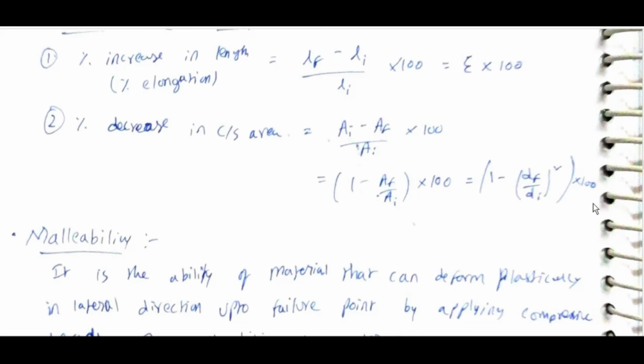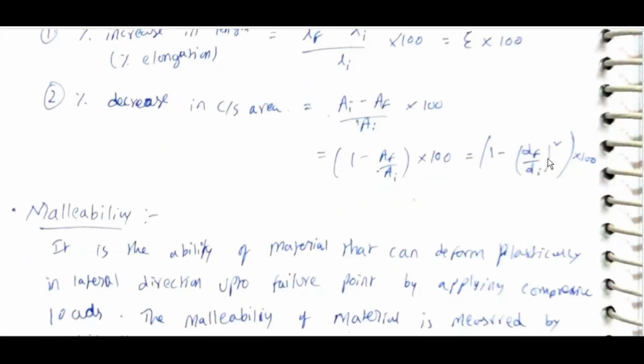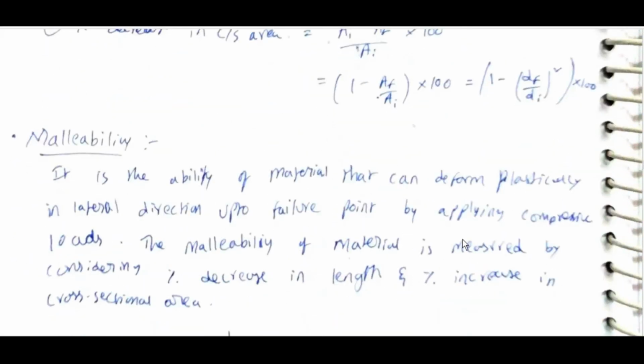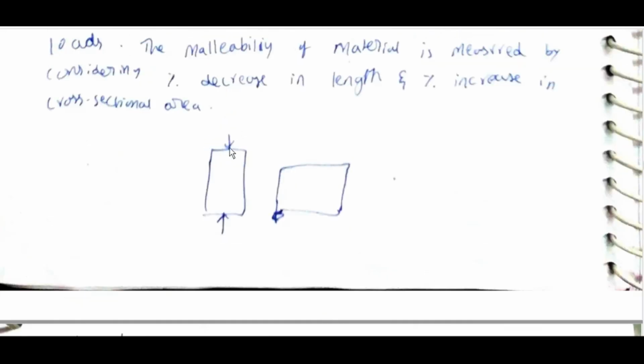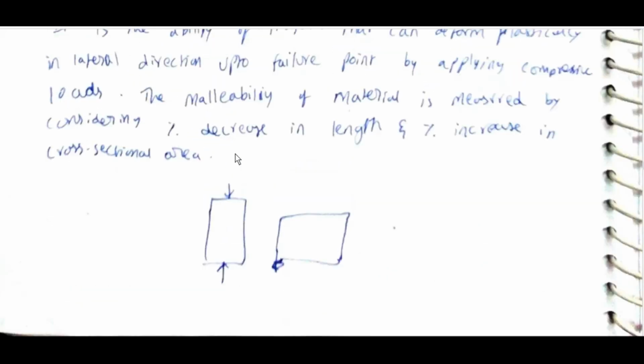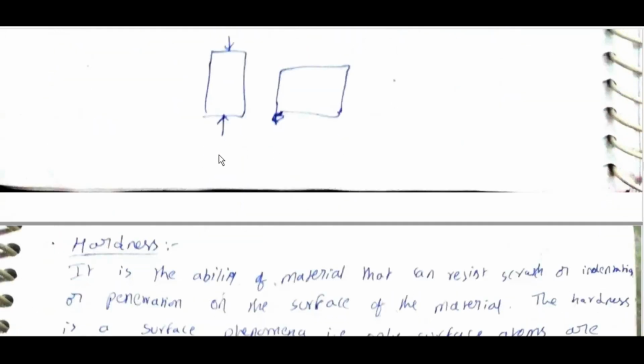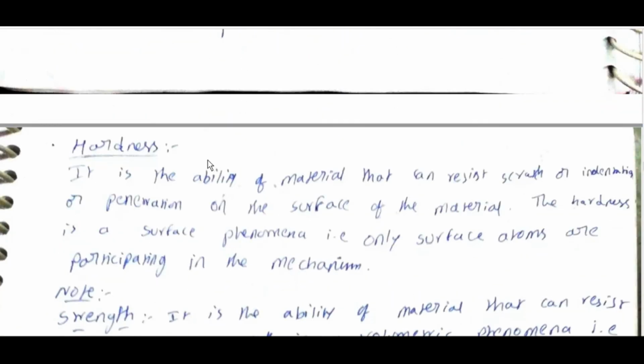Malleability is the ability of a material to deform plastically in the lateral direction up to the failure point by applying compressive load. Malleability is measured by considering percentage decrease in length and percentage increase in cross-sectional area. If you apply compressive load, then malleability. Hardness is the ability of a material to resist scratch, indentation or penetration on the surface of the material.